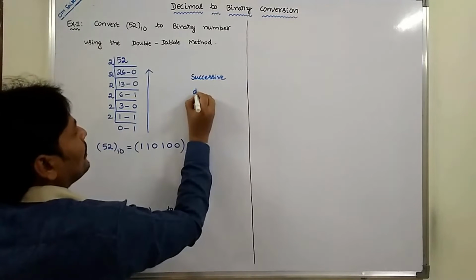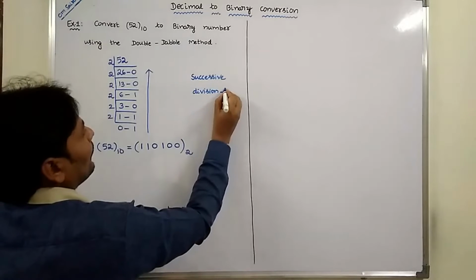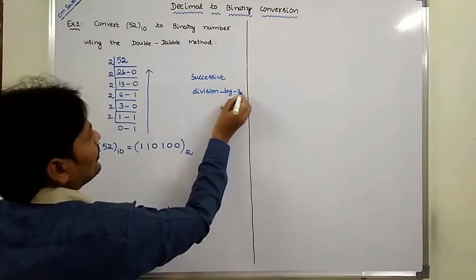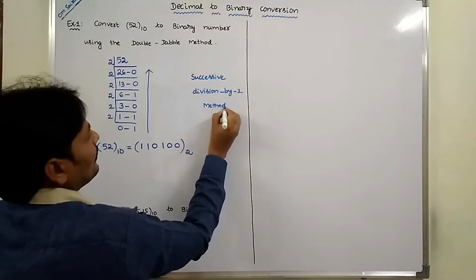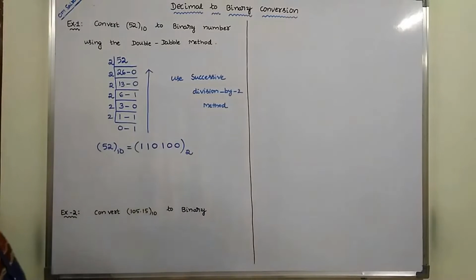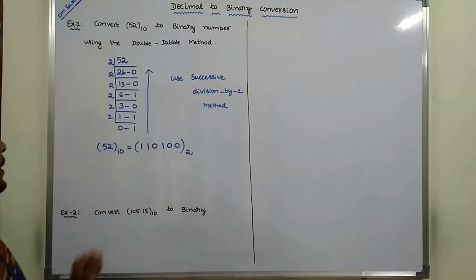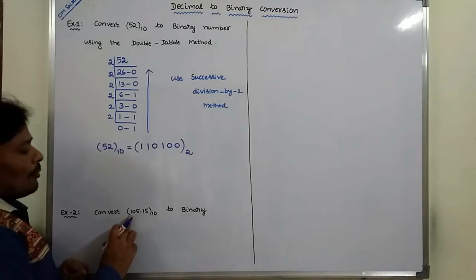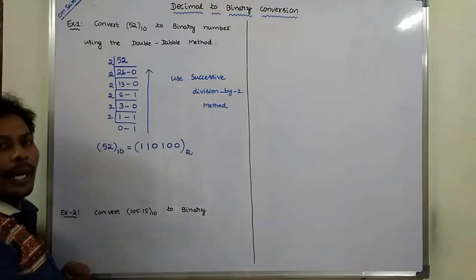Successive division by 2 method use. Okay, so now we go for another example problem. So convert 105.15 base 10 into binary.